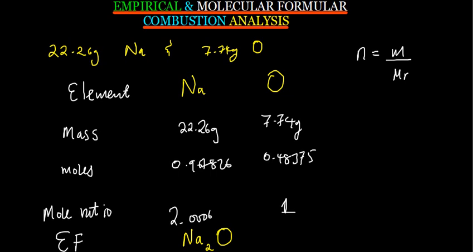Yes? Sir, how did that mole ratio thingy come in? So you need to divide by the simplest moles. You look at these moles. By the simplest, that's the one you're going to be able to divide by.